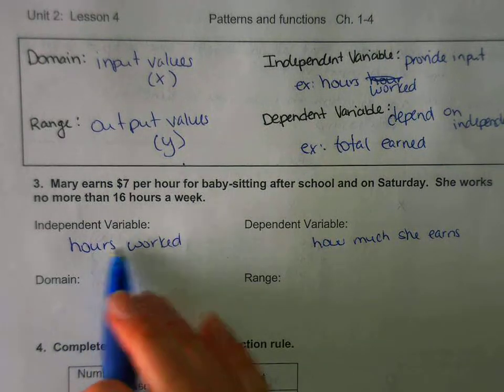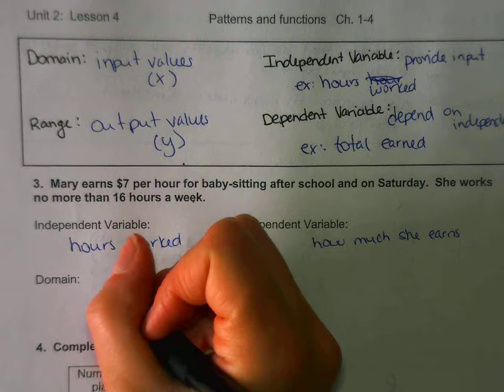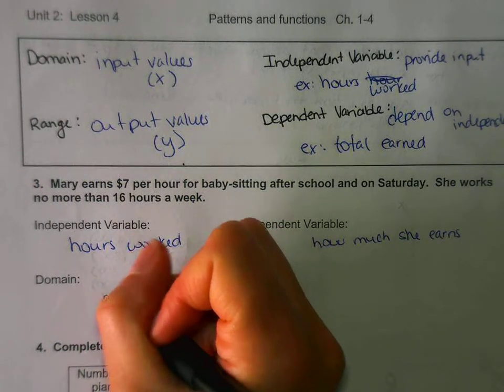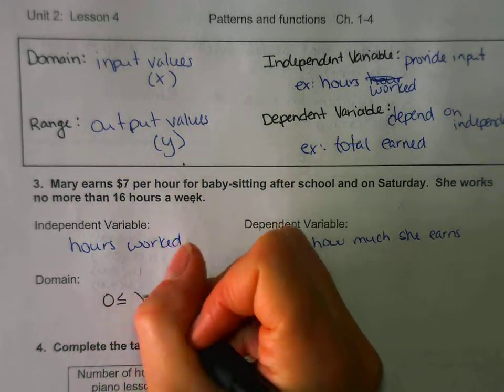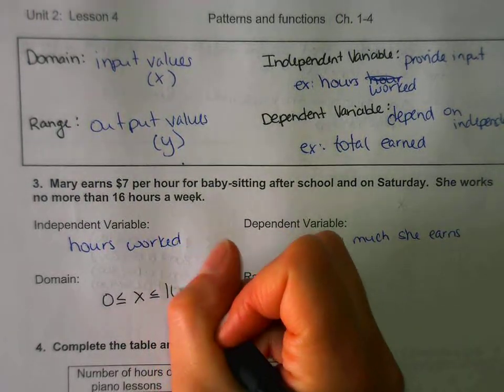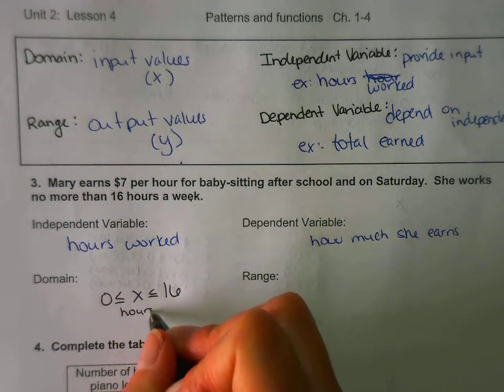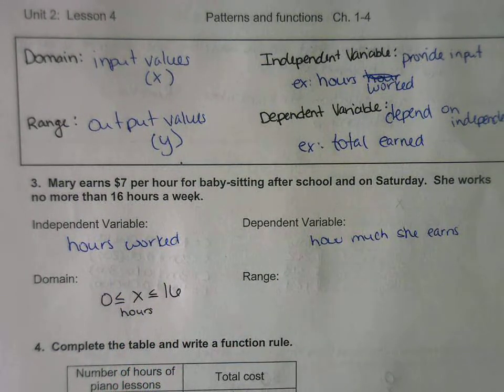So her domain, since it's the hours she works, it states that she works no more than 16 hours. So she could work 0 hours for a week, decide not to go, she didn't have time, but she can't work any more than 16 hours a week. So she can work 0 hours, she can work up to 16, but no more.